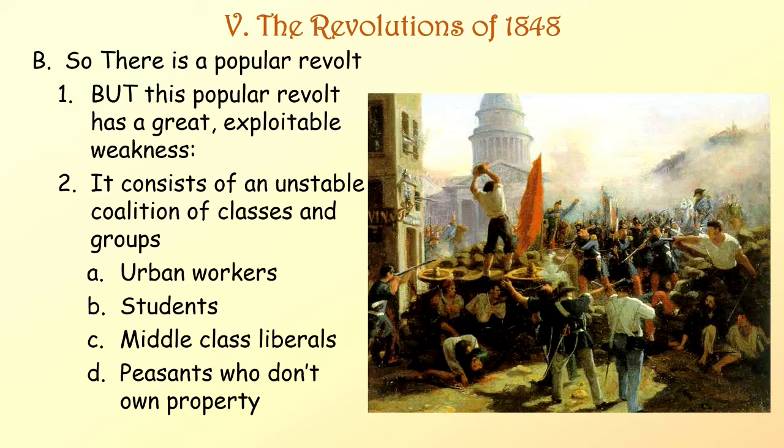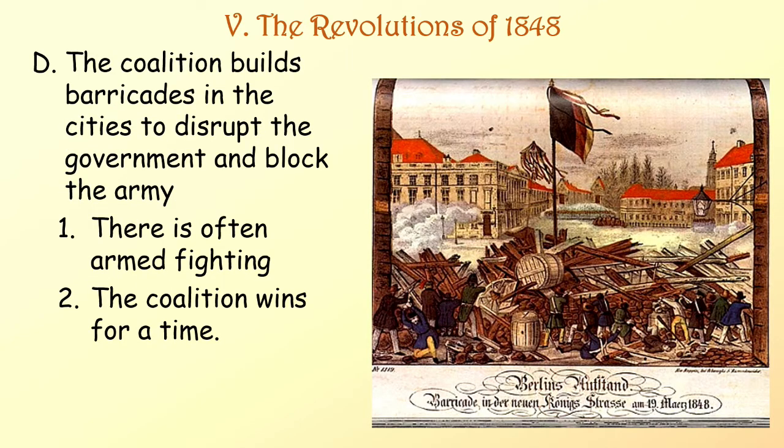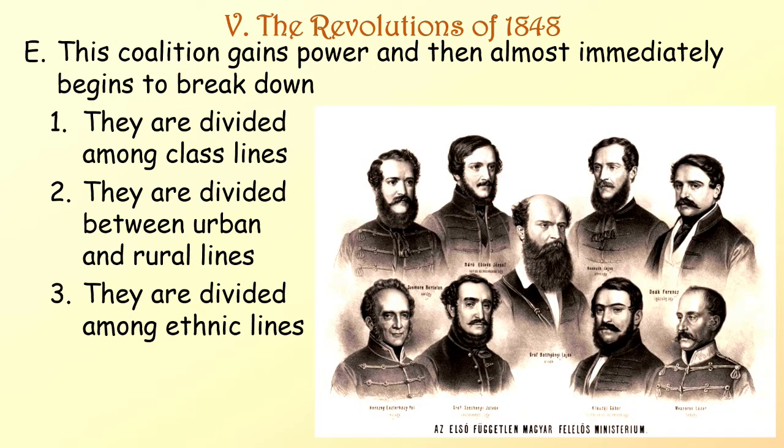They work best when the enemy is present and in their face, but once the battle is won and they're in charge, things start to fall apart because these different groups have different values and different agendas. So this coalition, let's say it builds barricades in the cities to disrupt the government and block the army. There's often armed fighting. The coalition wins for a time. And this coalition gains power and then almost immediately begins to break down.